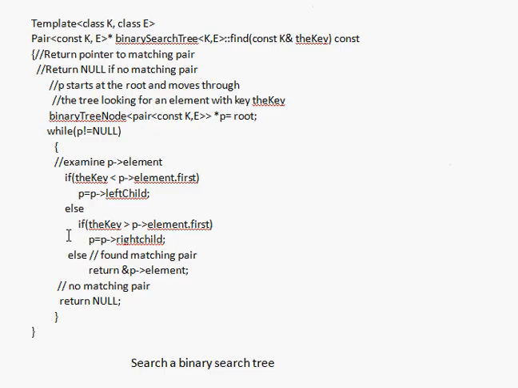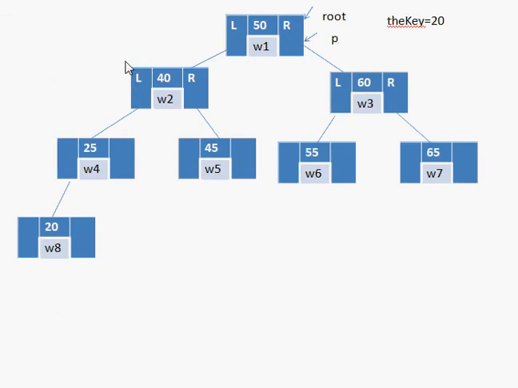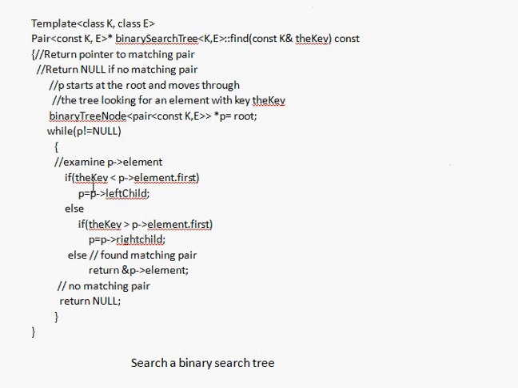Now we go back here again. The while loop continues because P is not null. Since it is not null, again we examine the key element: is it less than P element dot first? You are in this node, so P element dot first value is 40. 40 is compared with 20, and 20 is less than 40. So again we have to change the pointer. P should be made as P of left child, so P will point here, because this condition is true.